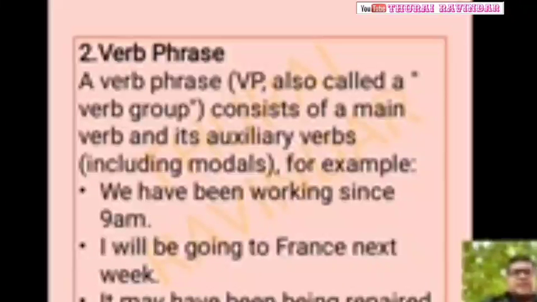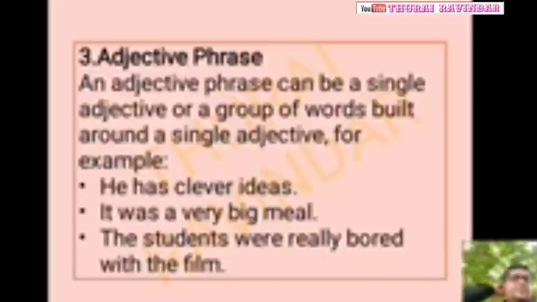A verb phrase, also called a verb group, consists of a main verb and its auxiliary verbs, including modals. For example, we have been working since 9 a.m. I will be going to France next week. It may have been being repaired. What is it? This is called a verb phrase.